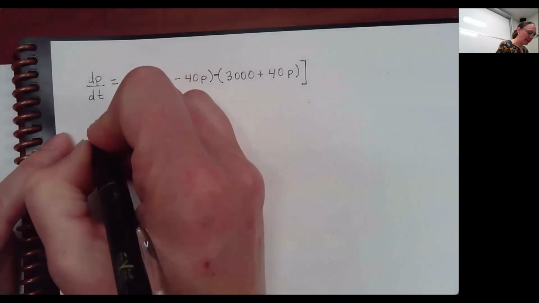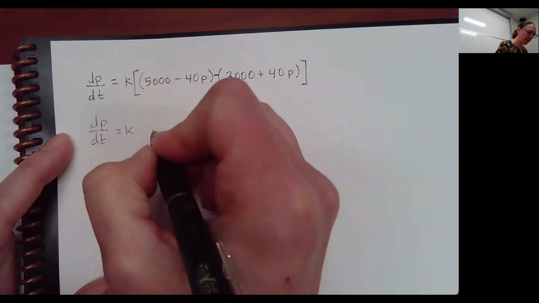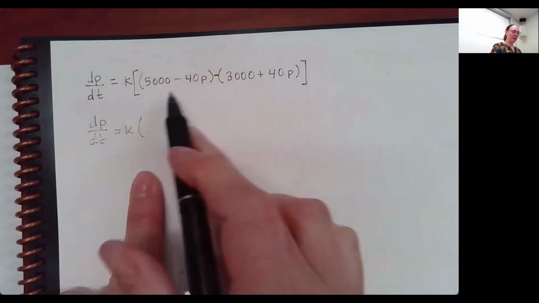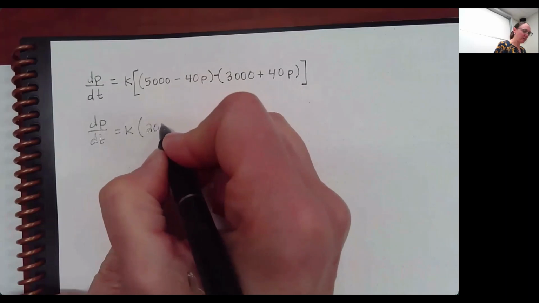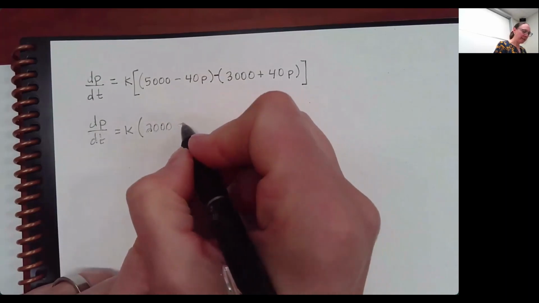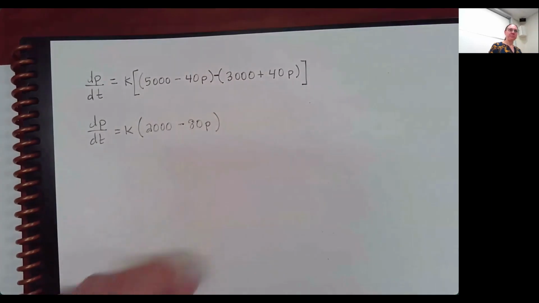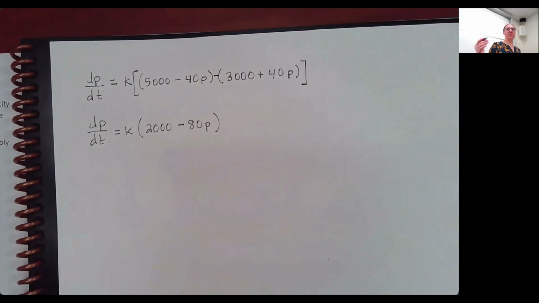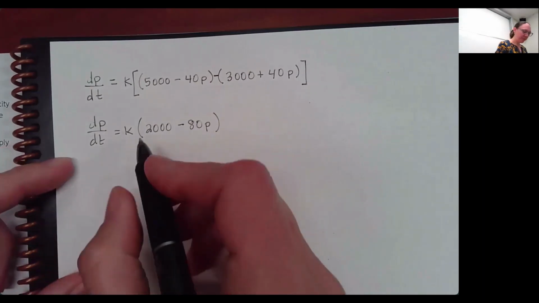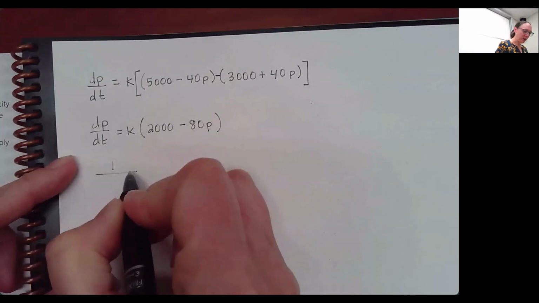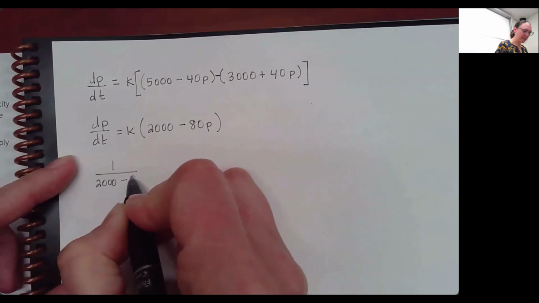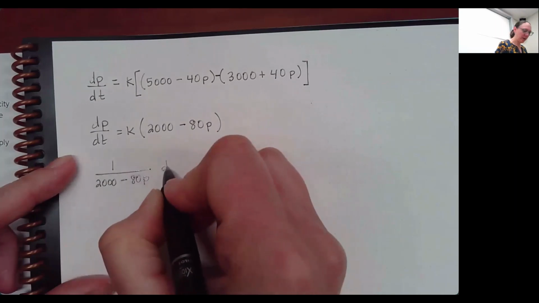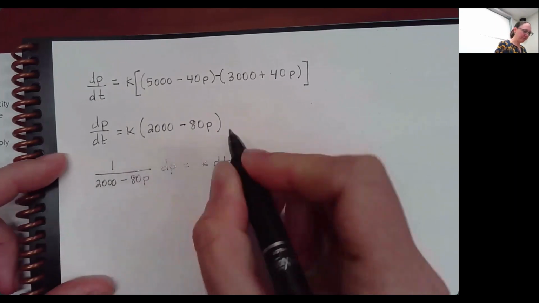So I'm looking at dp/dt is equal to k times, and then if I distribute that minus sign through, I've got 2,000 minus 80p. And I will give you a minute to separate that and get your integration. I'm just going to divide the whole thing over. So I'm going to set this up as 1 over 2,000 minus 80p dp is equal to k dt.